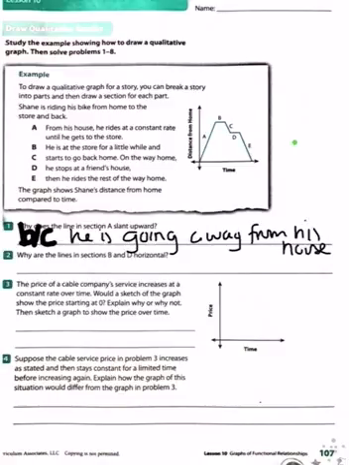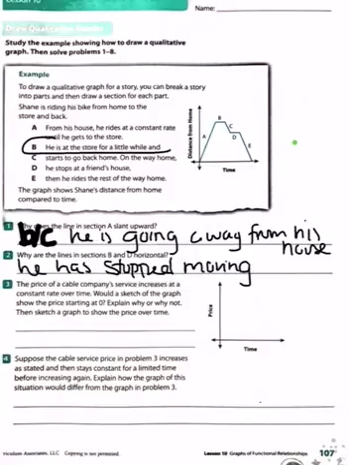Number two, why are the lines in section B and D horizontal? He has stopped moving. Section B is where he stopped at the store, and section D is where he stopped at a friend's house.